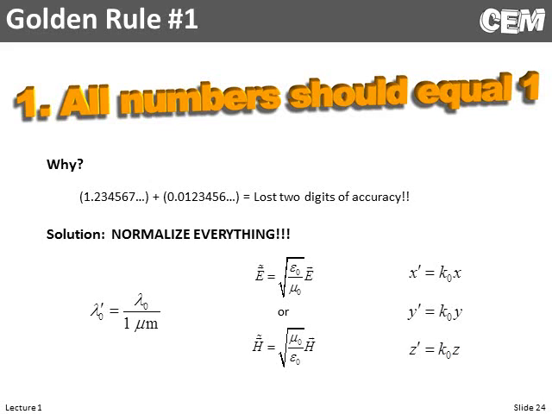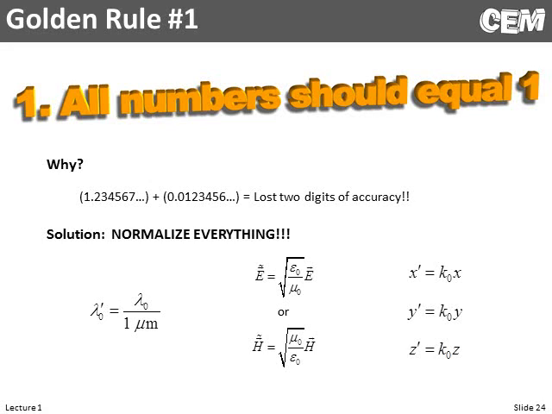Okay, so I have 3 golden rules for modeling. The first one is that every number in your model should be 1. As soon as they deviate from 1, you lose accuracy because of rounding. So for example, 1.23456 plus 0.01234567. If we add that, we're actually losing 2 digits of precision. And that's bad, right? So we actually want to add things that are as similar as possible. So you want every number in your code to be 1.